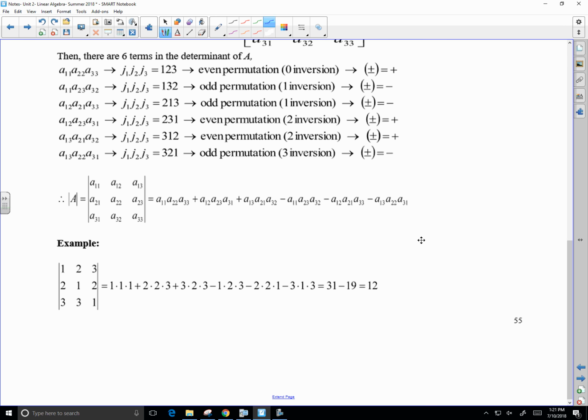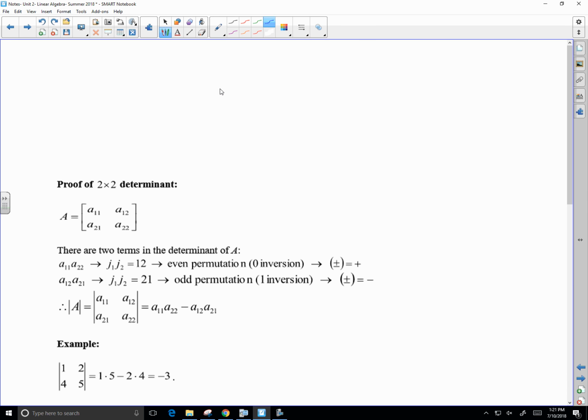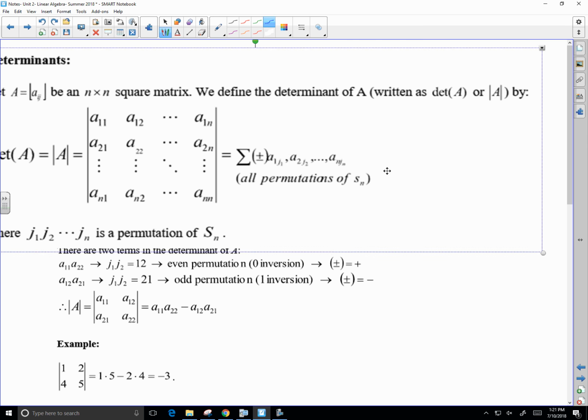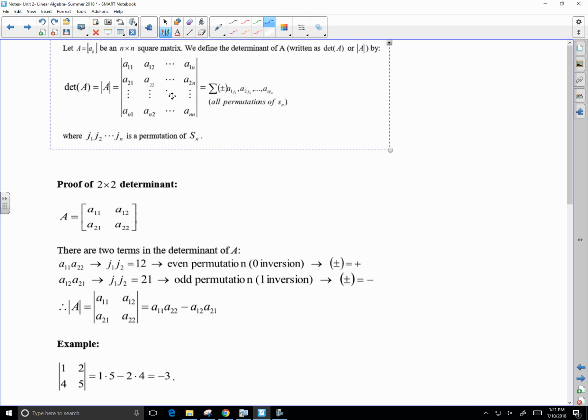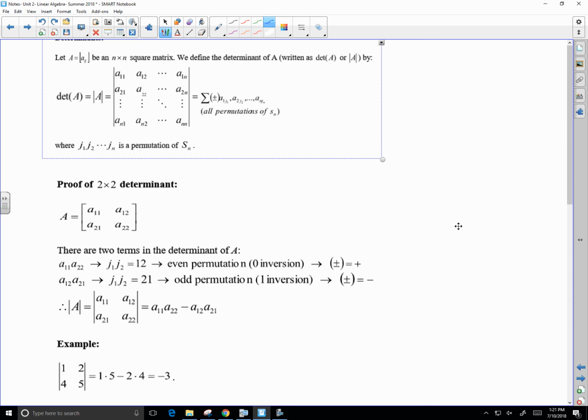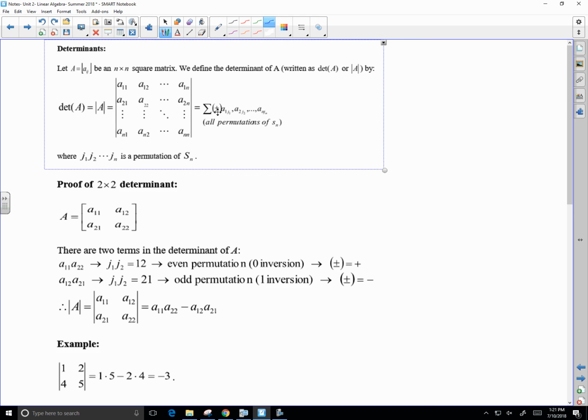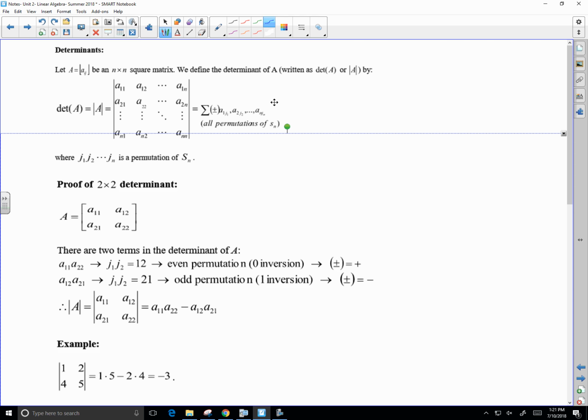Just want to be able to point to it. Make it super tiny. All right, so this is the textbook definition of a determinant. So when you see this, you start enjoying the fact that there are shortcuts to this stuff.